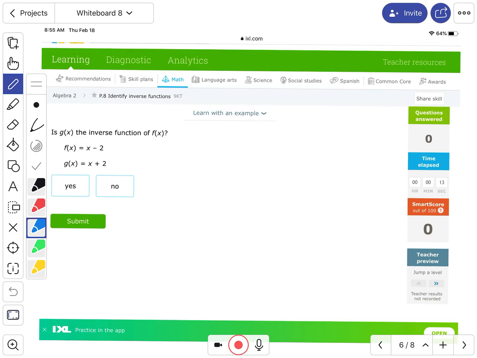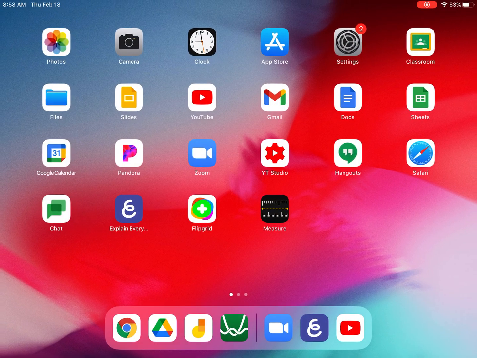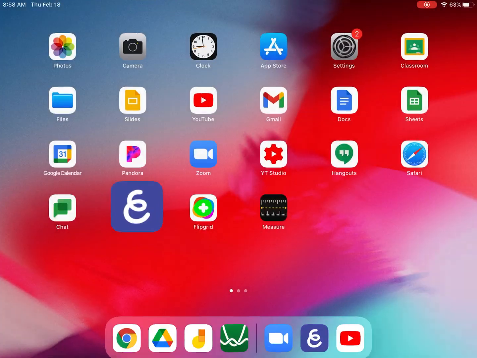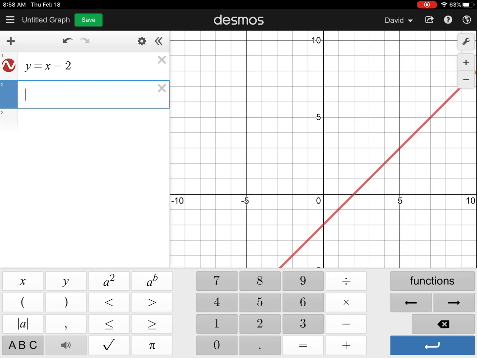So this here, imagine this is if we put these two in Desmos, these two graphs, we're going to look at whether the x and y values change. So let's do that. So first it's x minus 2. So I'm just going to write y equals, instead of f of x, x minus 2 is the first one, and the second one is x plus 2. So y equals x plus 2.